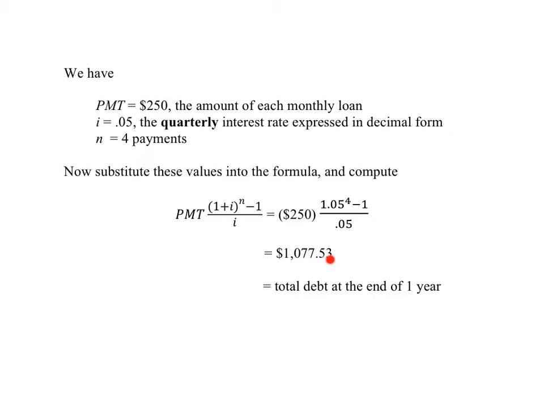This number is plausible. If the interest rate were 0, your friend would owe $250 times 4, which would be $1,000. But the interest rate is greater than 0, so your friend actually owes more than just the $1,000.